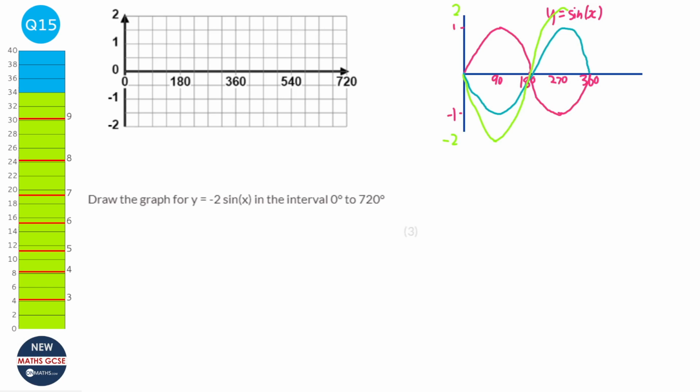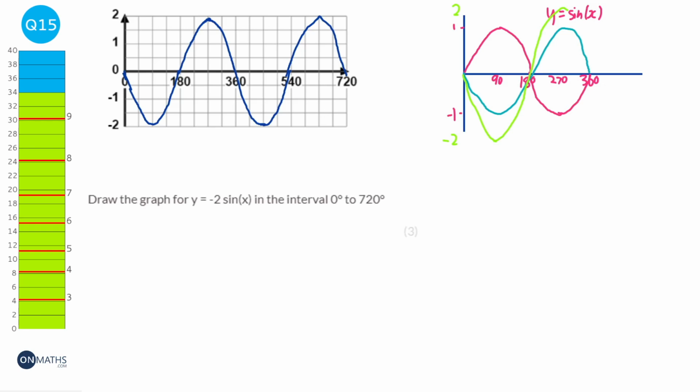And so we're going to just start plotting this now, I think. So it will go down at 90 to minus 2, back up to 180 at 0, and then back up to 2 at 270, down to 360, and then it will just go again, 540, up there, and then back down. Not the best graph I've ever drawn, but I think the examiner will understand that I know what the graph will look like, so don't panic about making too many mistakes when you're drawing curves.